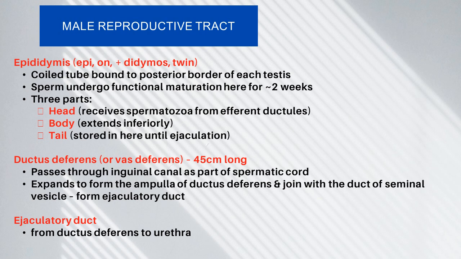The ductus deferens is about 45 centimeters long, and the end part of the ductus deferens will expand to form the ampulla of ductus deferens, and it will join the seminal vesicle or seminal gland to form the ejaculatory duct. Okay? And the ejaculatory duct is a structure that connects the ductus deferens to the urethra.